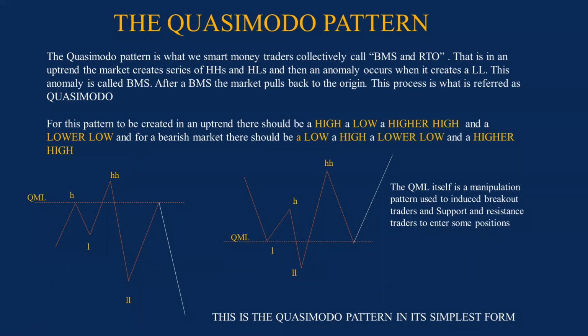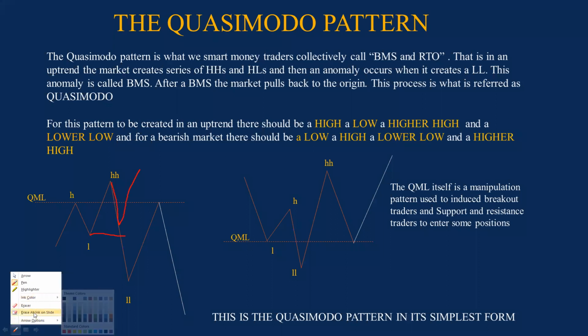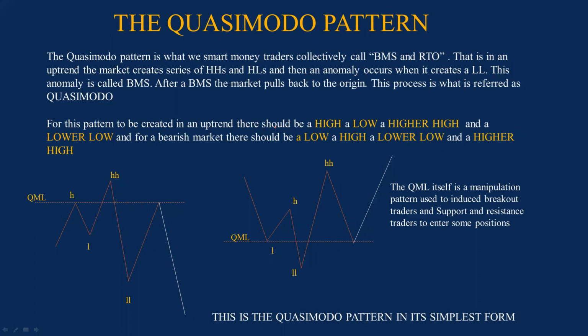This anomaly is what we call BMS, because the market has broken structure. You have a break of market structure somewhere here. This is the anomaly, because normally price is supposed to hold here and then continue up. That is what we call the BMS, and so it is called Quasimodo. Quasimodo is not just the BMS, it is the collection, the BMS and the RTO.